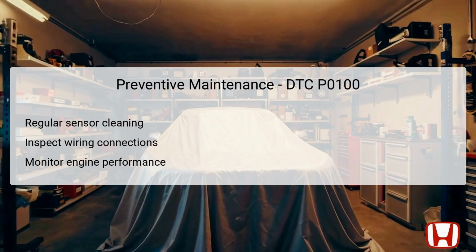Any noticeable changes in how the vehicle operates, such as rough idling or loss of power, should prompt immediate inspection. By taking these preventive measures, owners can significantly reduce the likelihood of recurring issues with the MAF sensor circuit and maintain optimal vehicle performance over its lifetime.